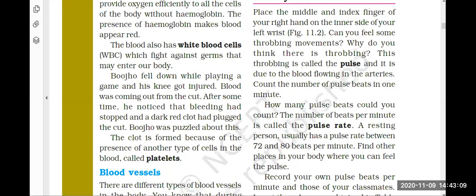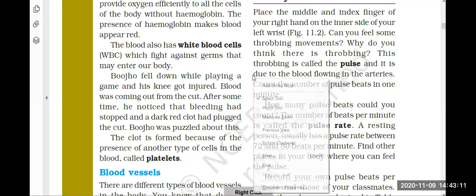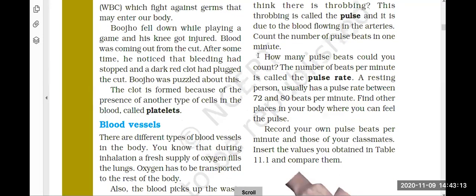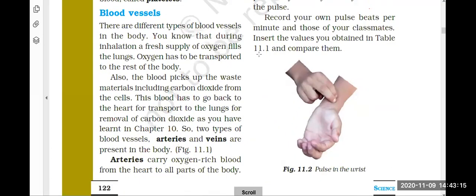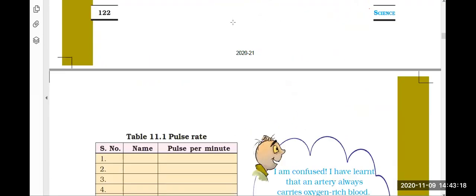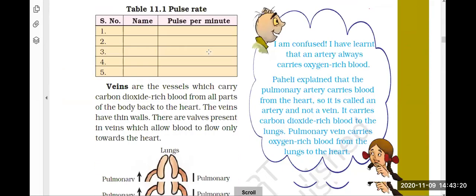Yes, very good. So all of you can feel your heartbeat or pulse rate. Then after blood, we had what? Tell me. Heart, right? Okay.